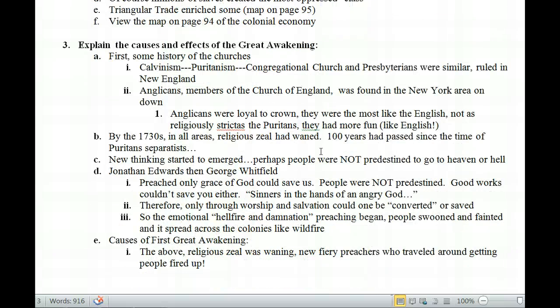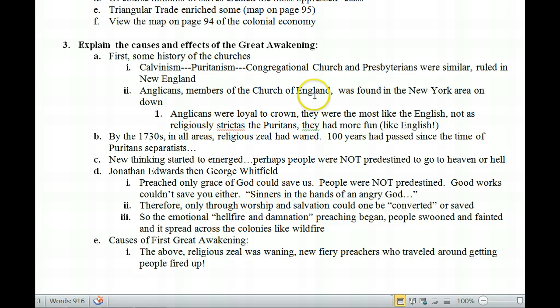The first Great Awakening. I love this. We had a first, that means there's a second. Let me give you a little history of some of the churches. Calvinism, John Calvin, basically the guy who inspired the Puritans and leads to the Congregational Church in New England, and the Presbyterians were also quite similar, and they ruled in New England.